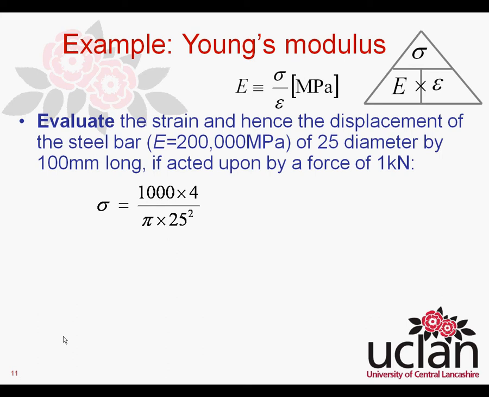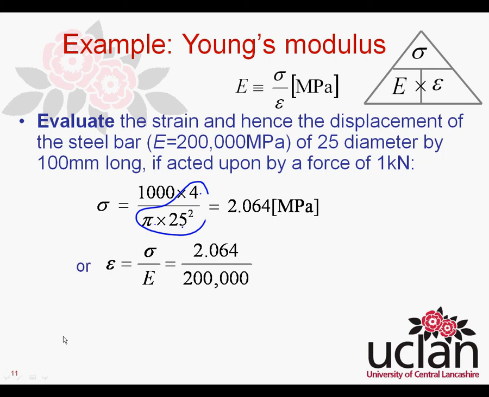So again we have 1000 times divided by the area. So this is just the area, which is pi d squared divided by 4, to give us our stress as before, and in this case it's 2.046 megapascals. Once we have our stress, we can calculate the strain by dividing the stress by the Young's modulus. So coming back here, we require this quantity, dividing our stress by the Young's modulus will give us the required value.